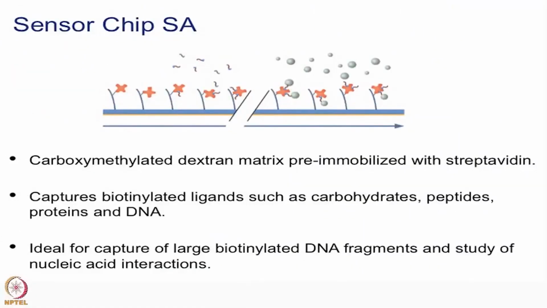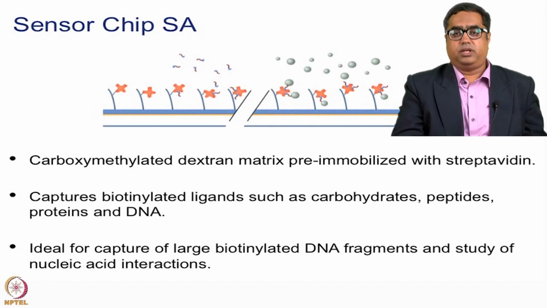Another variety of chip surface is streptavidin. This is also a CM5 chip, which is pre-immobilized with streptavidin molecules. These streptavidin molecules have a very high binding affinity to biotin, and they bind to biotinylated proteins, peptides, oligos, DNA, and RNA, and will help to immobilize these molecules in any interaction process.